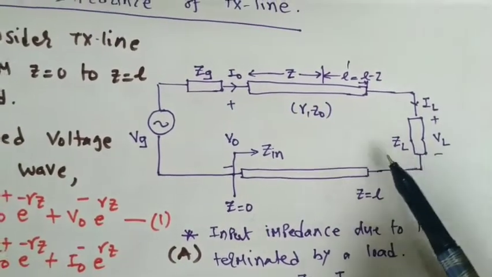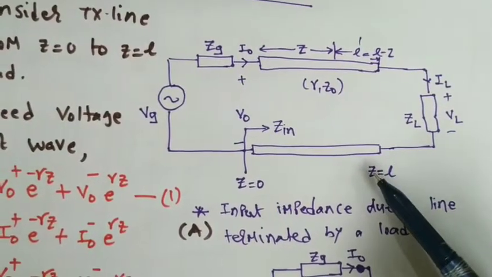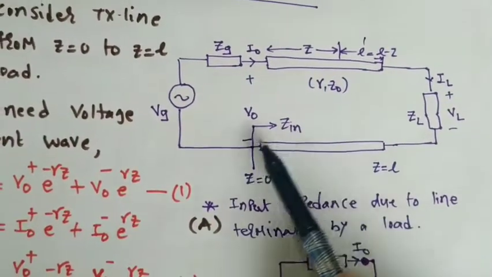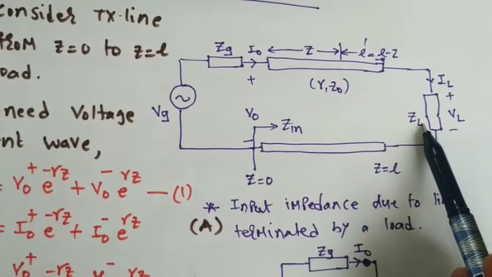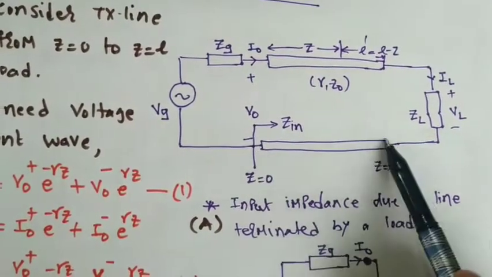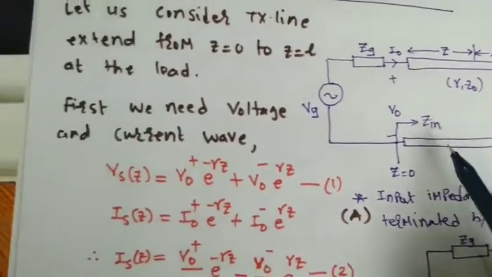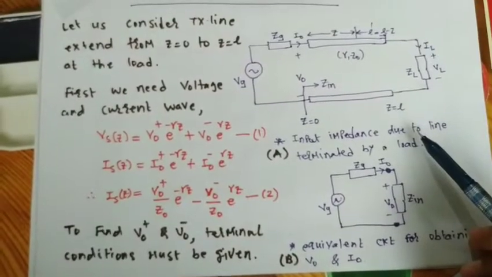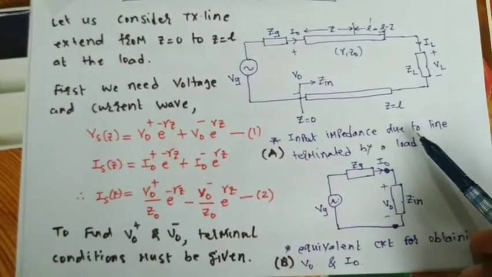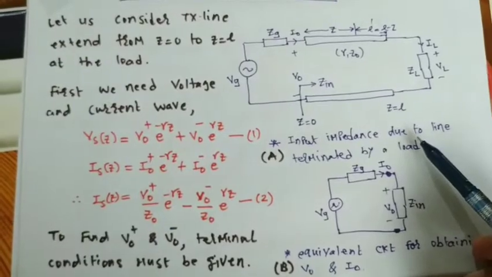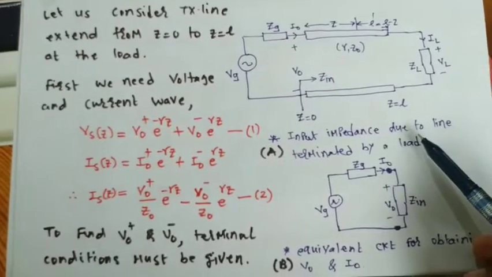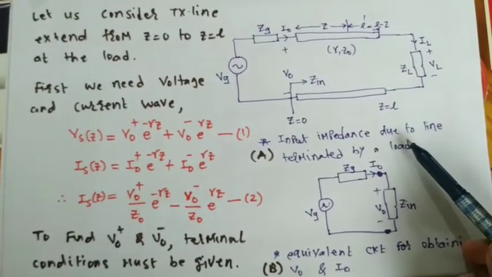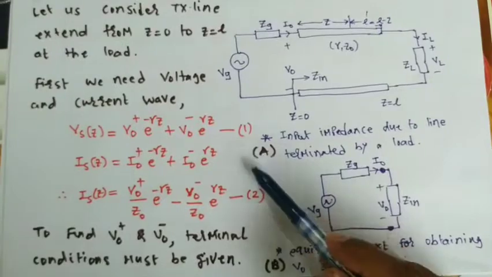Now let us derive the different expressions for obtaining the input impedance at the generator, at the load side, and at any point on the line. As I mentioned, for obtaining these input impedance relations, first of all we need the voltage and current wave. We already have the solution of the transmission line equations. Here the same expressions are denoted by equations 1 and 2.